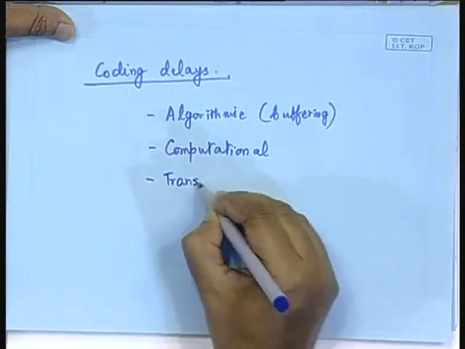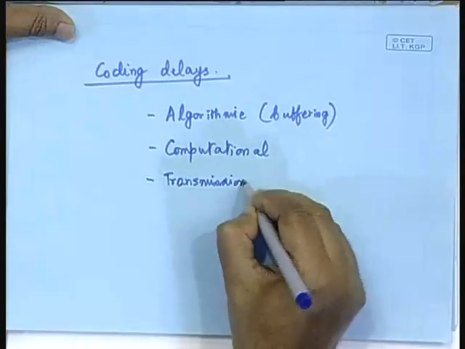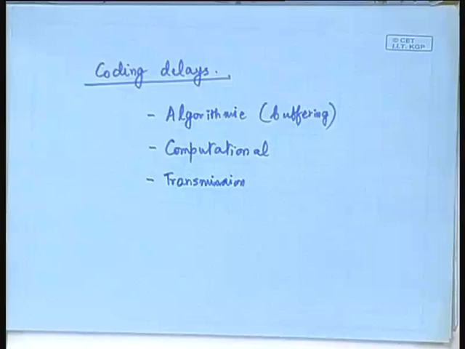And the third delay is of course due to the transmission. Now, this is certainly not within your control, because if you are doing long distance communication, then transmission delays are definitely inevitable. But what one can do is, from the encoder itself, one should design the encoder in such a way that the algorithmic and the computational delays are minimized. In fact, we would call those speech encoders more efficient, for which the algorithmic and computational delays are minimized to a great extent.